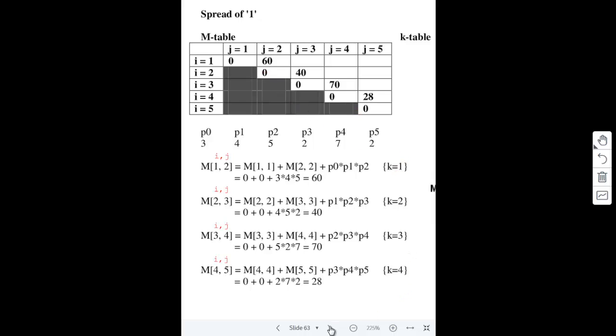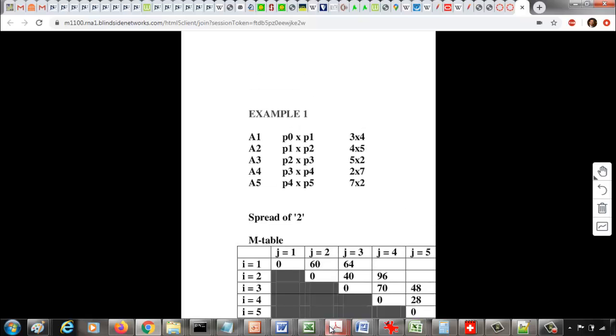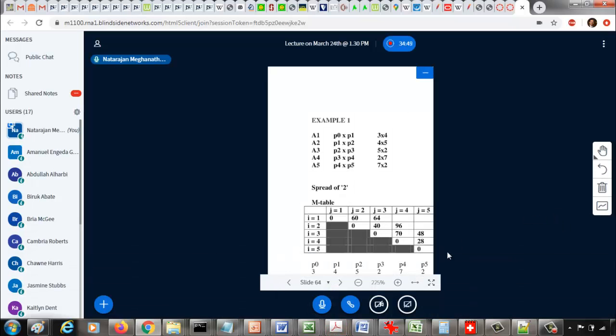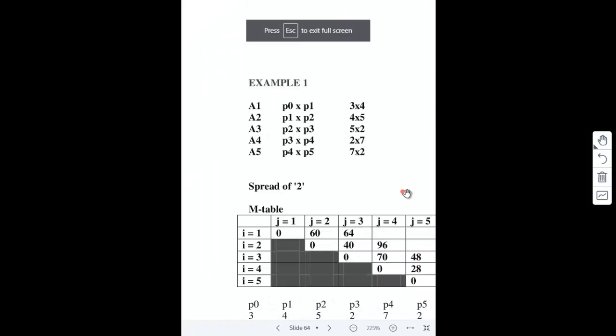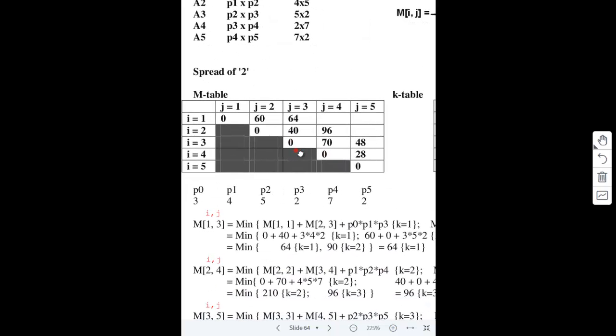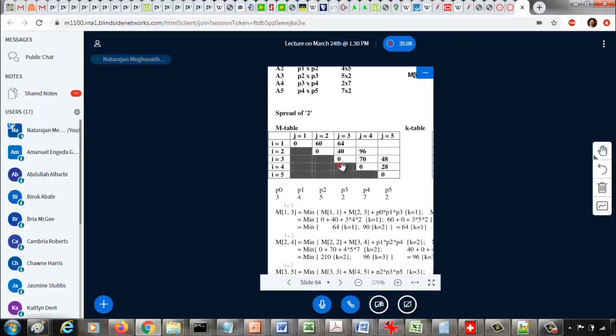So now let me make it this way so that it's easy to follow. Let me try one option. I'll share my screen. Let us see if I can use a PDF file and make it big.